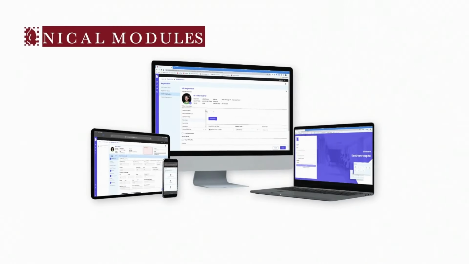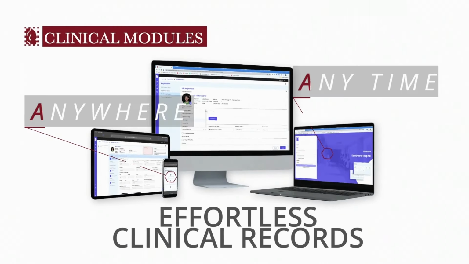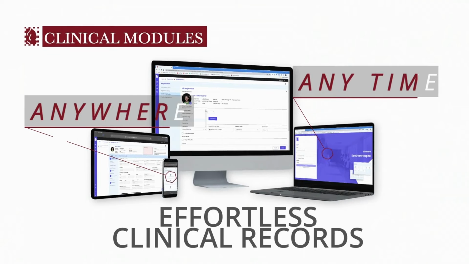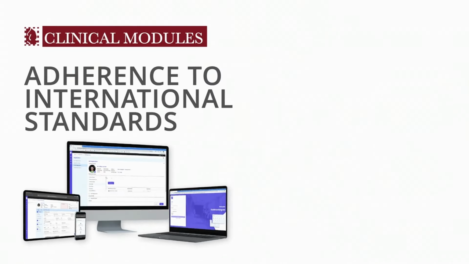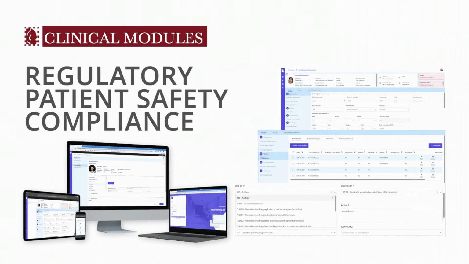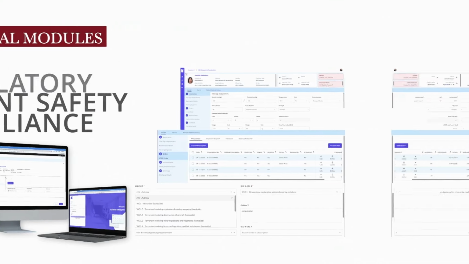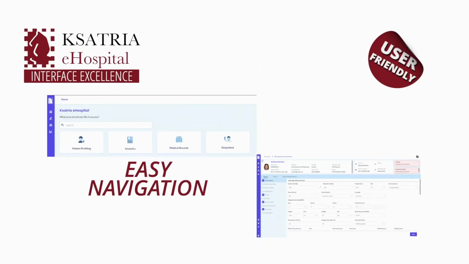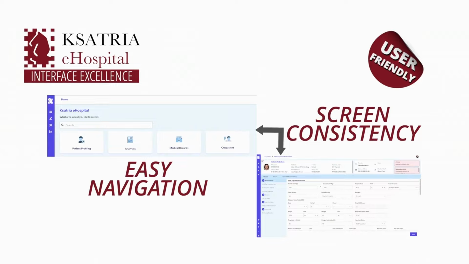Ksatria eHospital clinical modules allow medical staff to effortlessly record clinical information anytime and anywhere, so information can be used in a timely fashion. Using an international standard, clinical notes produced by Ksatria eHospital will ensure your hospital complies with patient safety regulations. User-friendly, easy to navigate, and consistent screens.